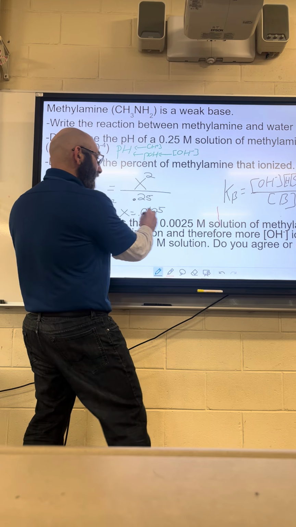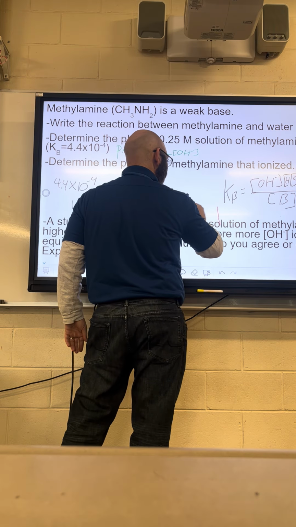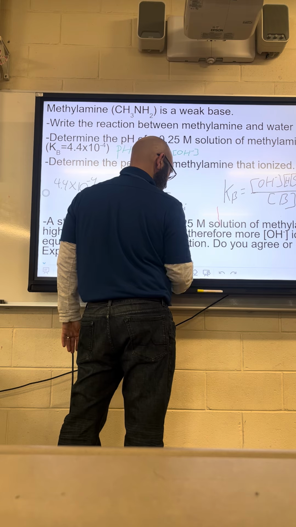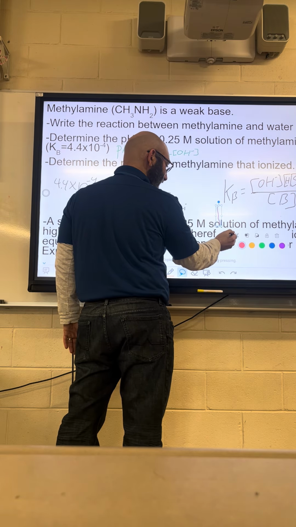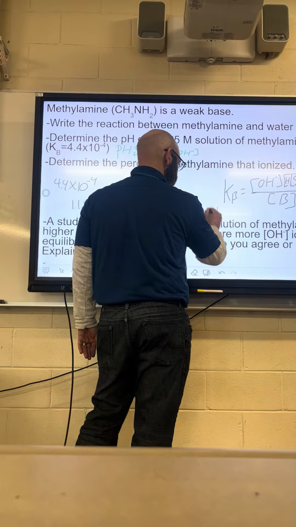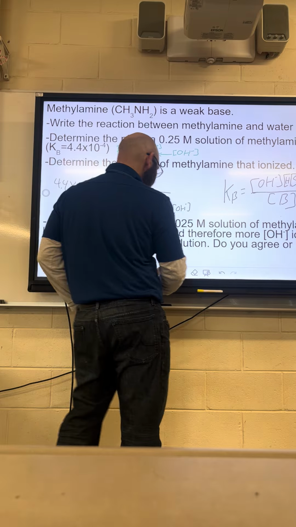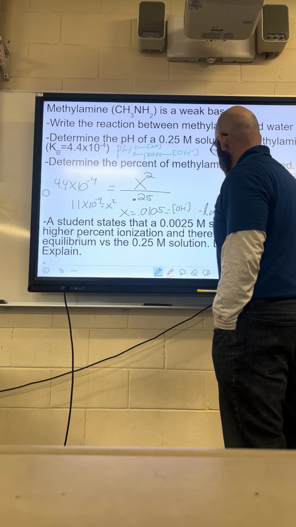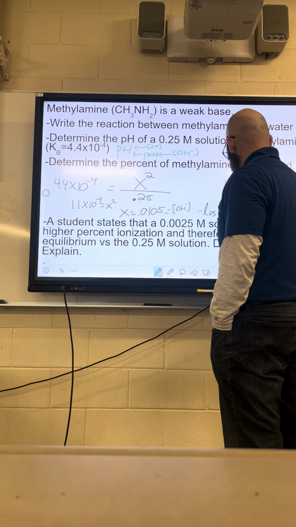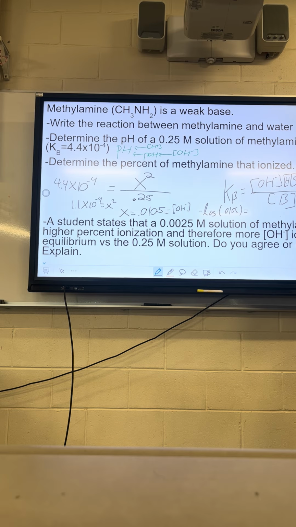So if I have this, which is OH minus, I can now find the pOH. So if I take the negative log of 0.0105, it's going to be 1.98. That's not the answer though, because that's pOH. To find pH, 14 minus 1.98, 12.02.